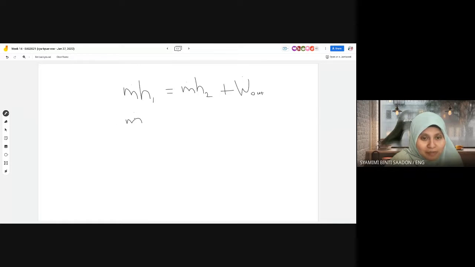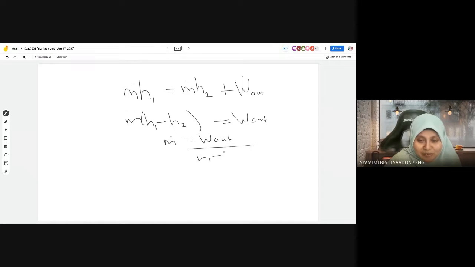Look here first. H1 minus H2, equals W out. And then m dot times W out over H1 minus H2. Okay, H2a, the actual value. Now we use the actual value of the process. So m dot: W out is 2 megawatt, and H1, H2a you already got from the previous calculation A. So you get the mass flow rate.